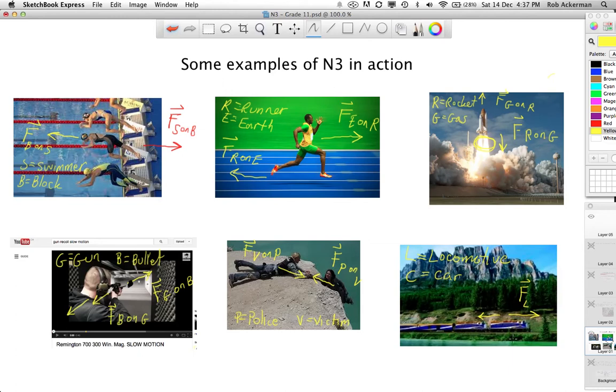Remember, it's easier for the locomotive to move if there are no other cars. So something is holding it back. That is the force of the cars on the locomotive. And of course, the locomotive is exerting a force on the cars. So here again, we have forces pulling in different directions.